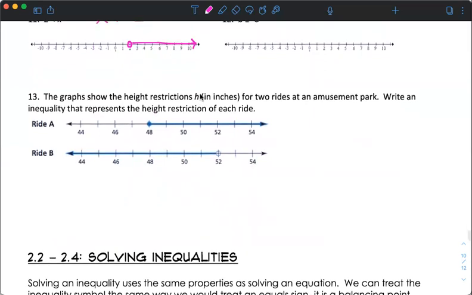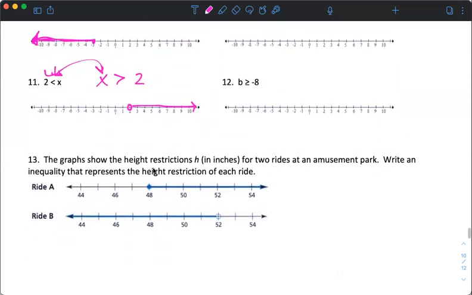Writing inequalities, we're just flipping the direction really. It's wanting us to write an inequality that represents the height restriction of each ride. So if you think about a theme park, they actually do have these where you have to be at least 48 inches to ride most of the bigger rides. So your height, if it's including 48, is greater than or equal to 48.